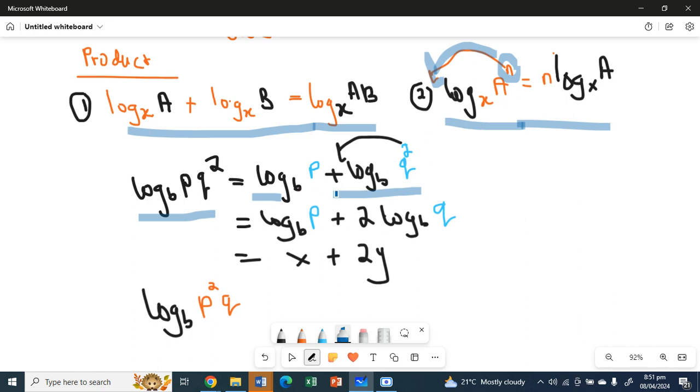Right. We've broken it down and simplified it to this. Then we cannot easily substitute x and y yet because we've still got this q squared here. Since there's a power here, we need to apply the power rule. So this power 2 comes in front of the logarithm. So it becomes 2 log_b q. Then according to the question, now we can substitute. Log_b p is equal to x and log_b q is equal to y. So it's just a matter of substituting.